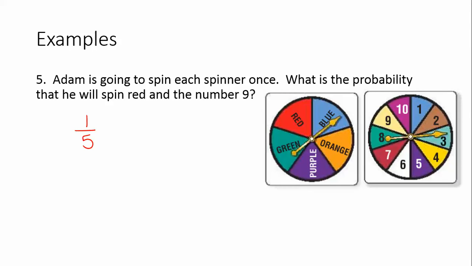And then to land on the number 9. So on the second spinner, we have 10 spots. One of them is a 9. So the probability that you spin red and the number 9, we have 1/5 times 1/9, and that's 1 out of 45. So 1 out of every 45 turns spinning the left and right spinner, its probability is 1 out of every 45 times you land on red with the number 9.